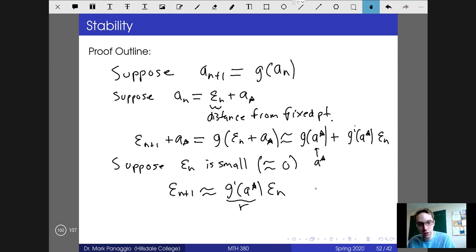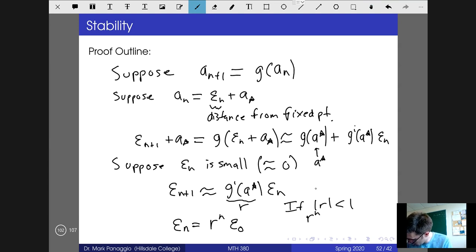And so the new value of epsilon is equal to the old value times this constant r. That's the type of linear difference equation we've studied thus far. It has a nice analytical solution: epsilon n is going to be equal to r to the n times epsilon 0. And so we can now say exactly what's going to happen if the absolute value of r is less than 1. Then r to the n goes to 0, which means epsilon n goes to 0.